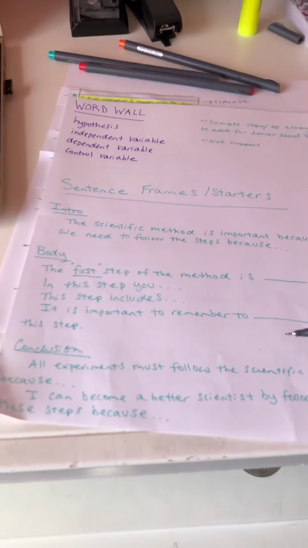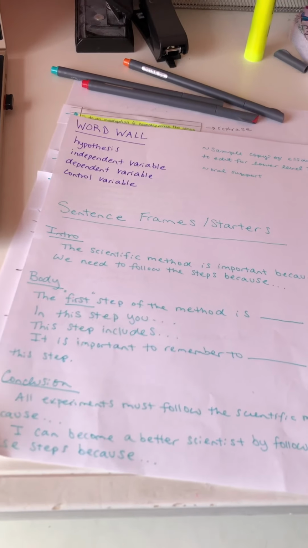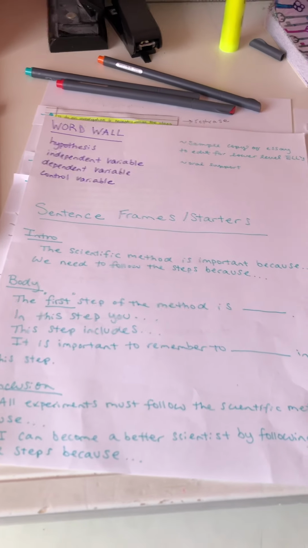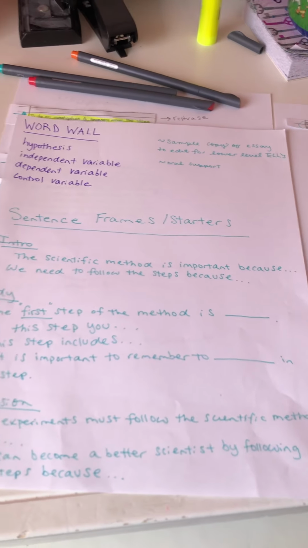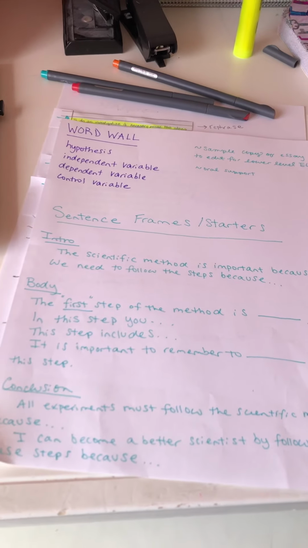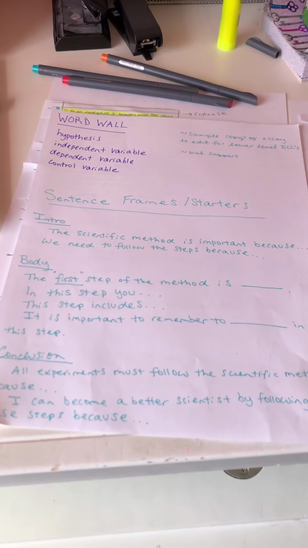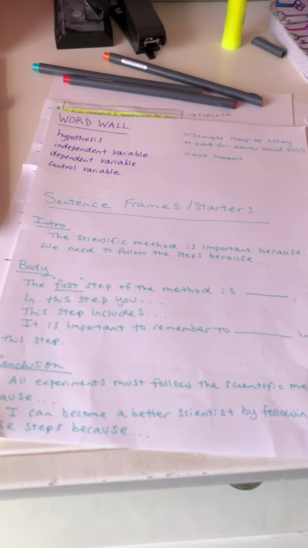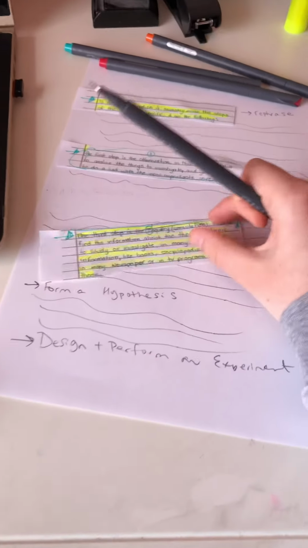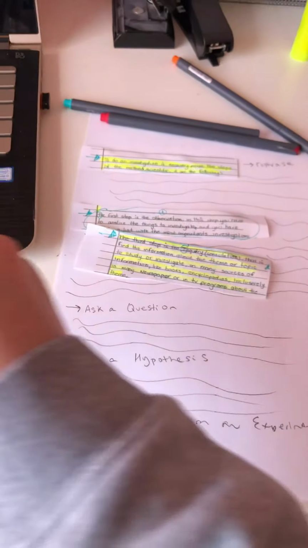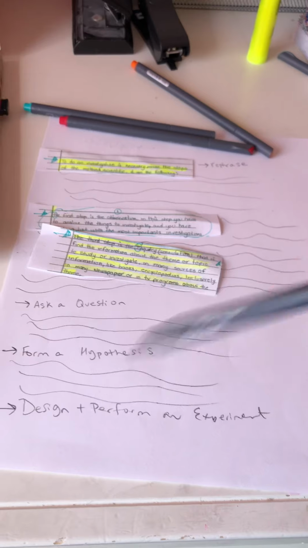And I'll also give ELLs sentence frames and starters for each of the sections of the essay. So for example, the intro paragraph could have a sentence starter such as the scientific method is important because, or we need to follow the steps because. Similarly, I have sentence frames for the body and the conclusion. And so I would actually type these sentence frames and starters out and have copies of them so that they look like little slips like this. And that way students can just easily grab them and insert them into their cut and grow and add to them in writing.